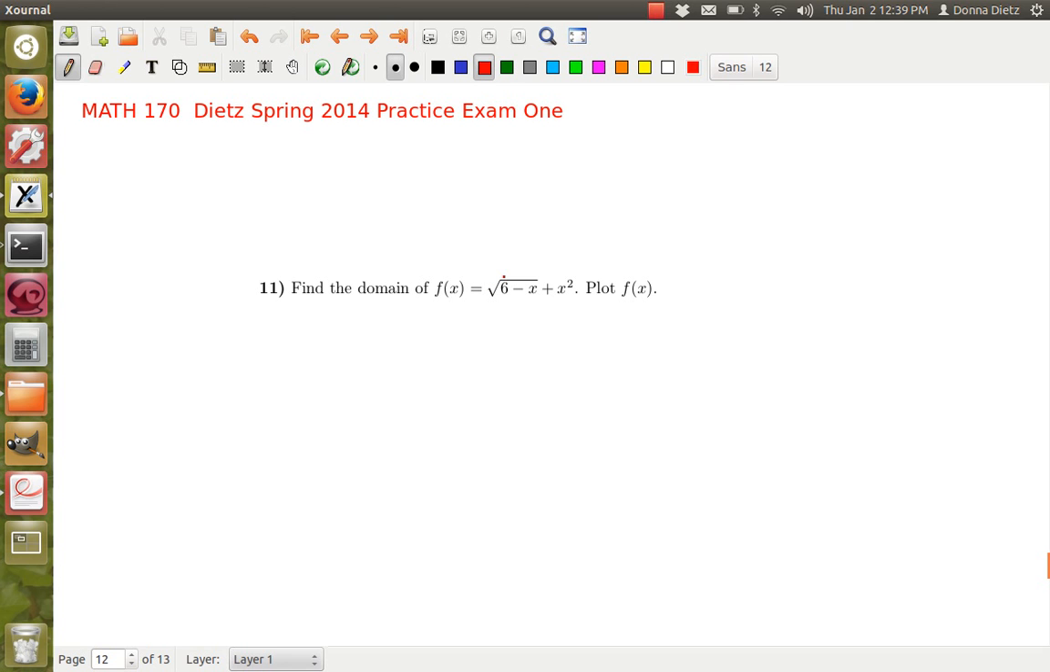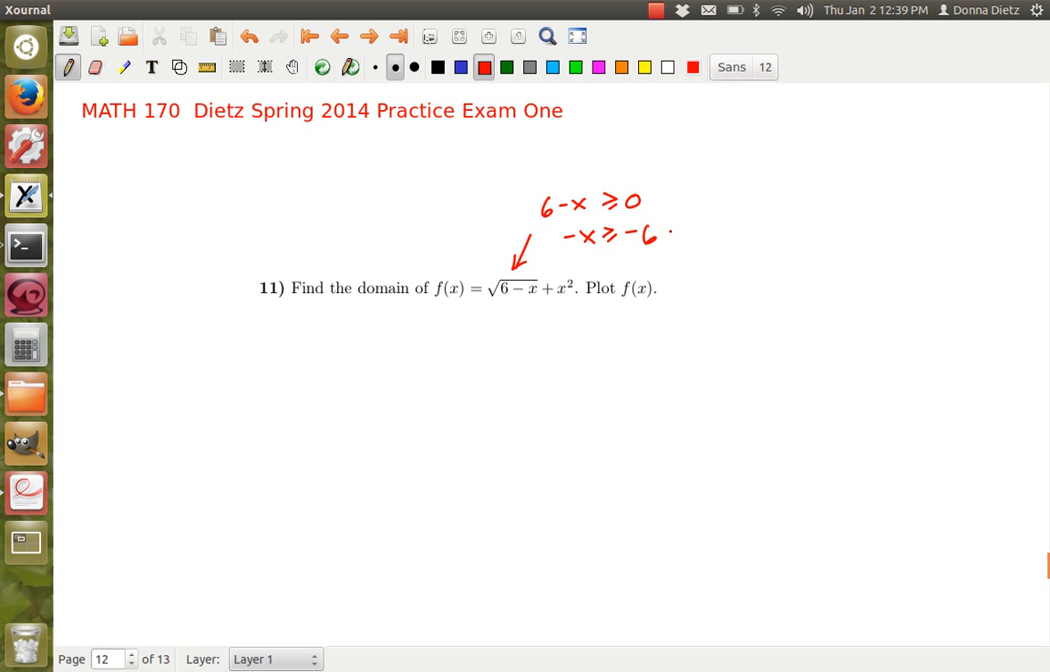So the technique we're going to use is to combine two plots. First of all, we have to realize that because we have this 6 minus x in here, that has to be greater than or equal to 0. And for the 6, we can just subtract 6 from both sides.